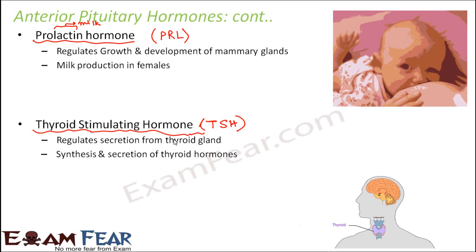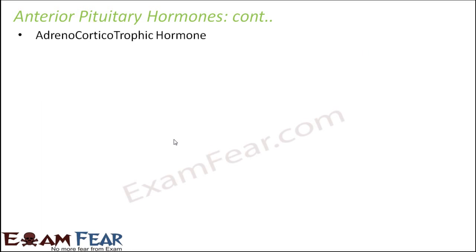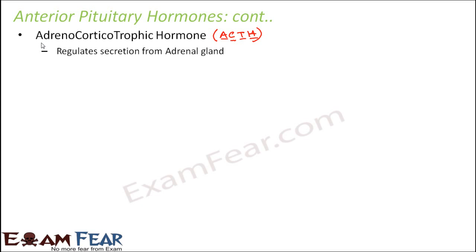Synthesis and secretion of thyroid hormones, as I said. Next is the adrenocorticotrophic hormone, which is often written in short form as ACTH. What does it do? It regulates the secretion from the adrenal gland. That is why the name starts with adreno, because it is related to the adrenal gland. Basically, this hormone is going to control the adrenal gland.